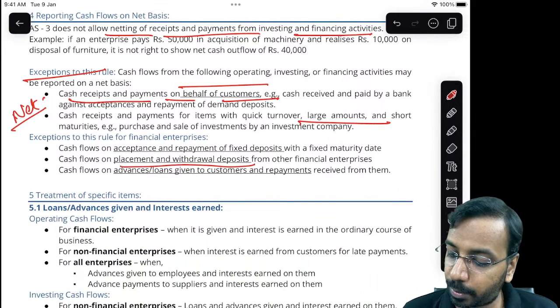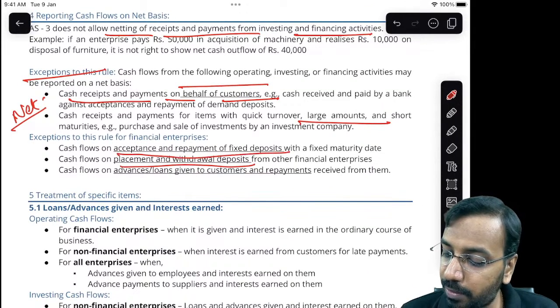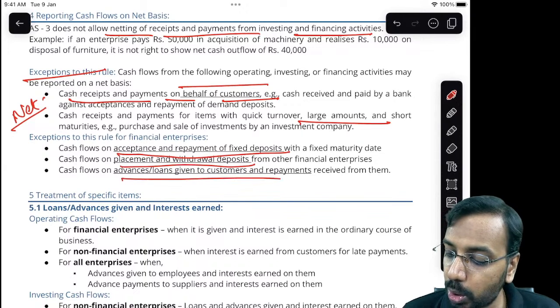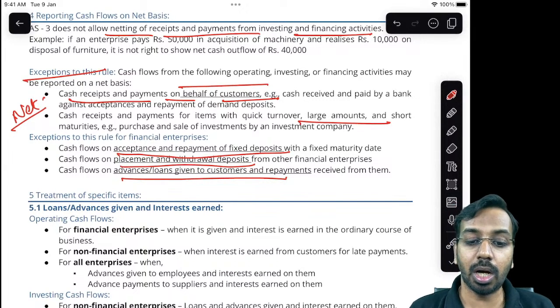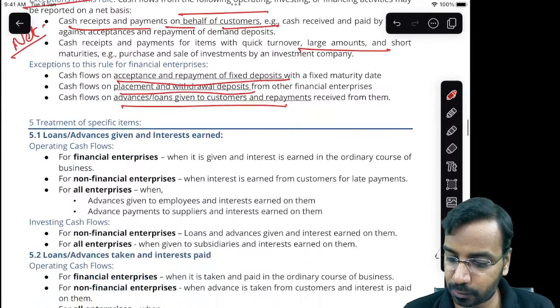So placement and withdrawal of deposits on a net basis, acceptance and repayment of fixed deposits can be done on a net basis, loans given and advances given and repayments can be done on a net basis. These are the exceptions.